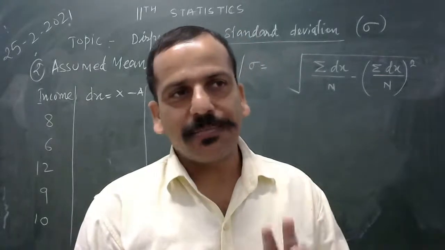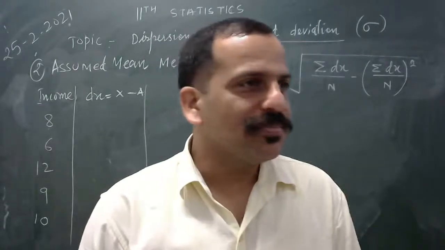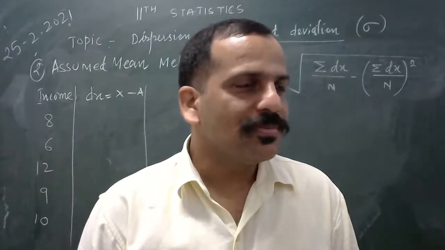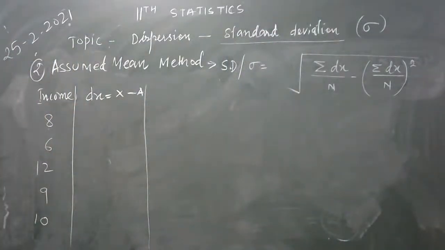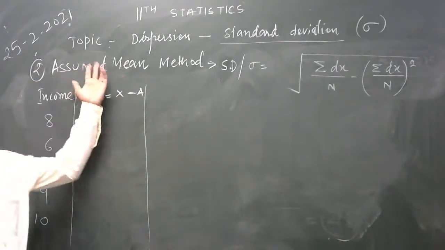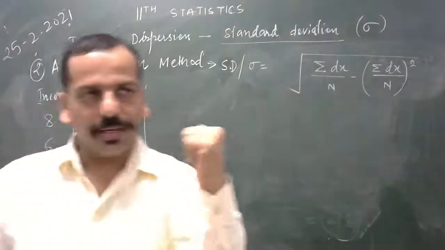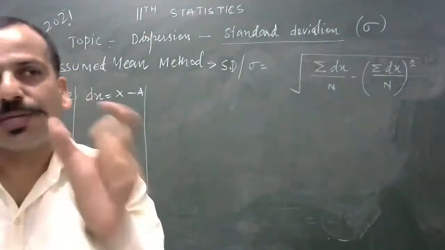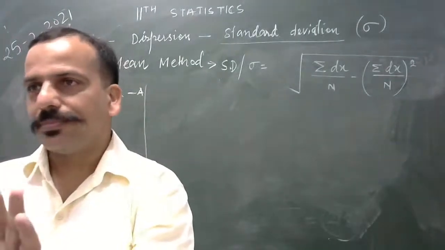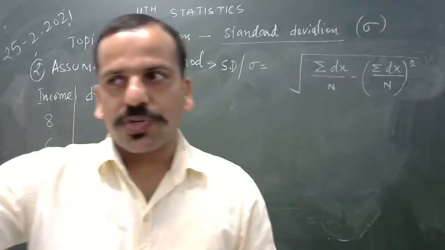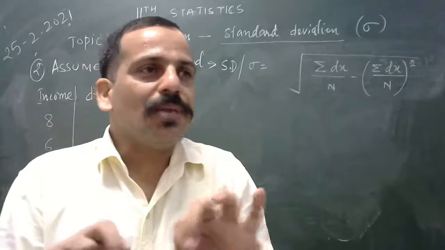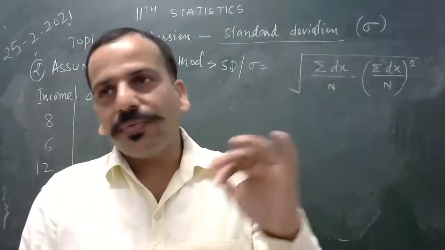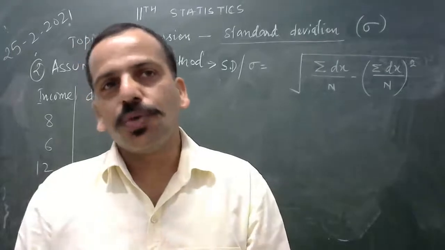Let us go for the second method. Pay attention, pen down. Actual mean is over now. Assume mean. In the given question you calculated by taking the actual mean, and as you just saw it was coming in fraction, so the calculation may be difficult. To reduce the difficulty level, you may go for the assumed mean.